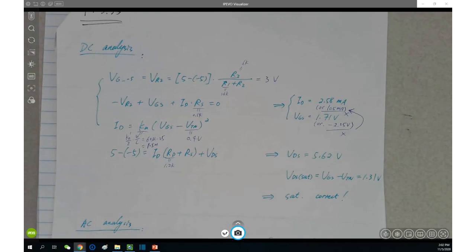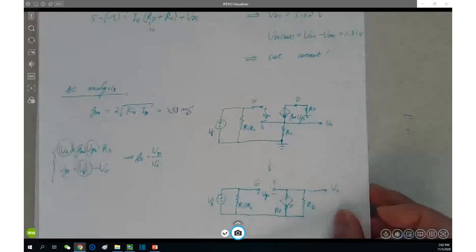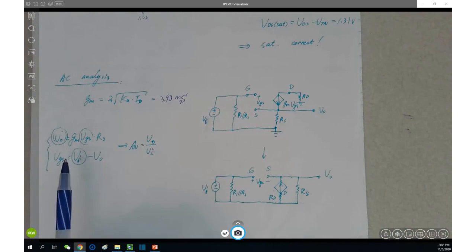All right, let's move on to AC. AC is fairly easy. Actually, I'm using two equations and then solve the problem completely. And here's a circuit.